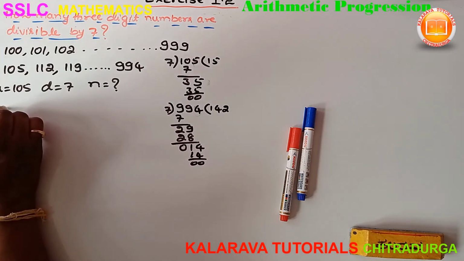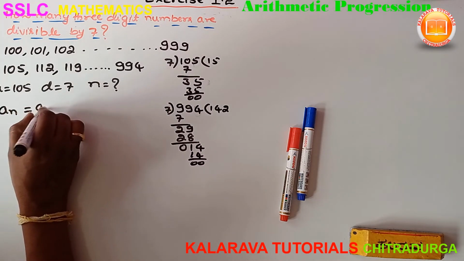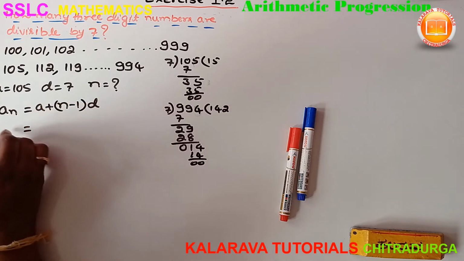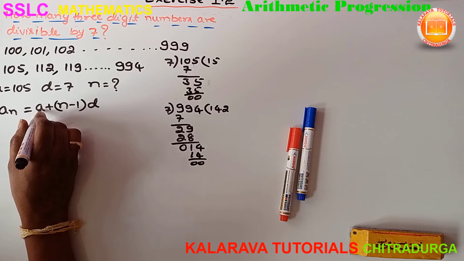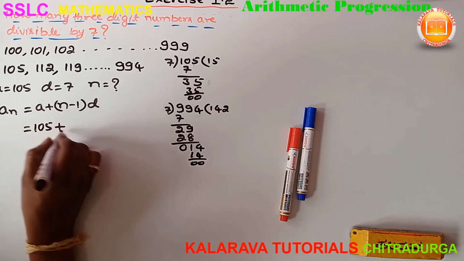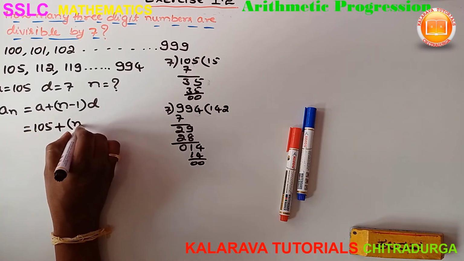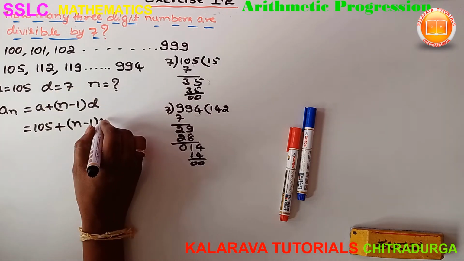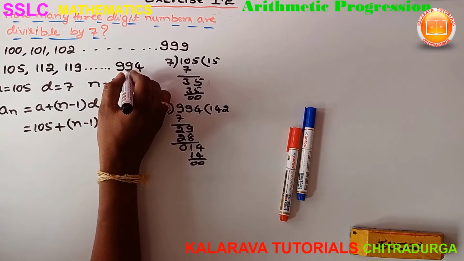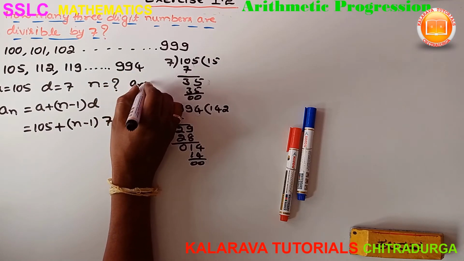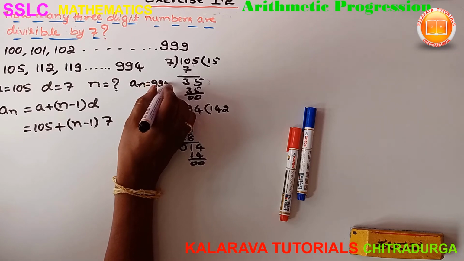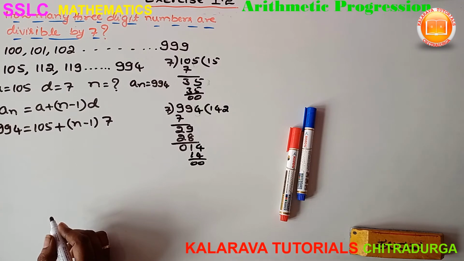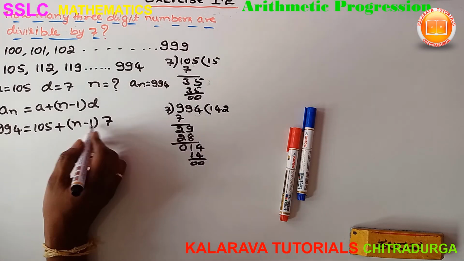For finding the number of terms, we have to use an is equal to a plus n minus 1 into d. So here a is 105 plus n, we don't know, n minus 1, and d is how much? d is 7, so we substitute 7. Here the last term is an, that is, an is equal to 994. We substitute the value of an, 994. So now we get the value of n.